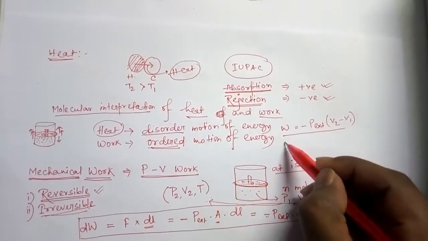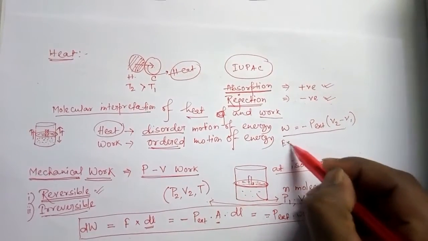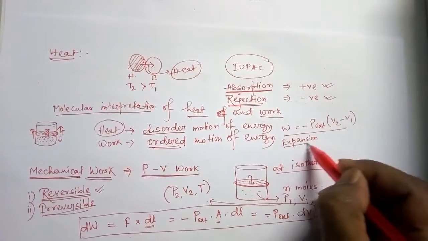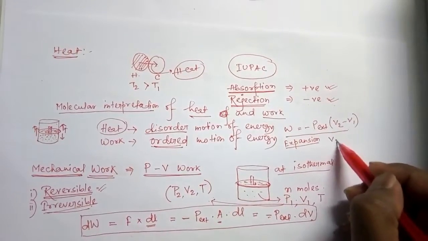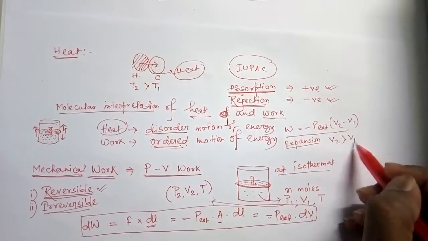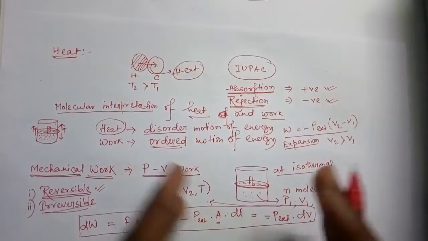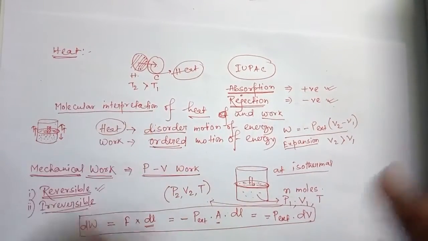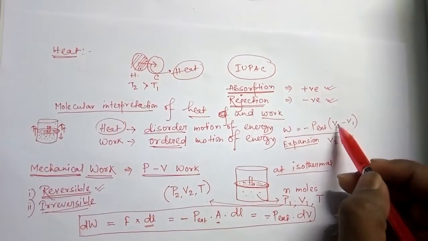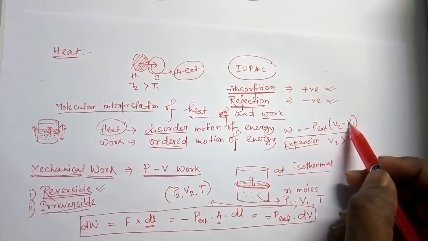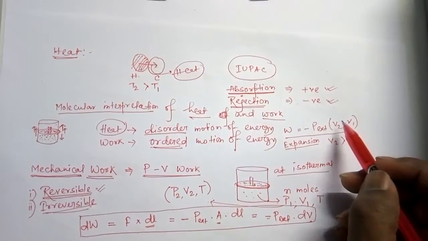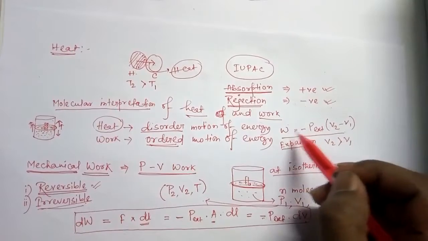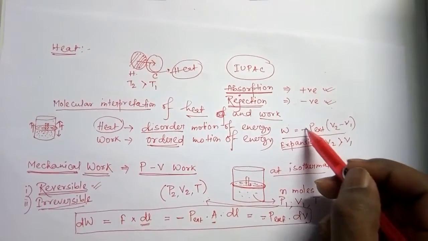If there is expansion, then V2 should be greater than V1. That means the system is expanding, which means the volume of the system is increasing, so this term is positive. And we know that according to IUPAC, the expansion work is negative. So in order to make that, we have to put one negative sign there.